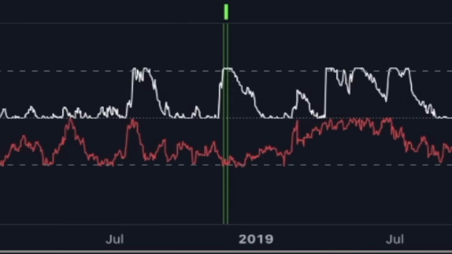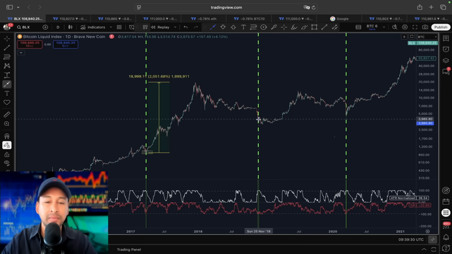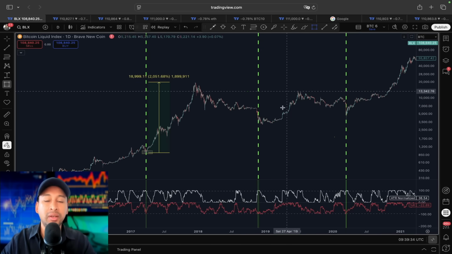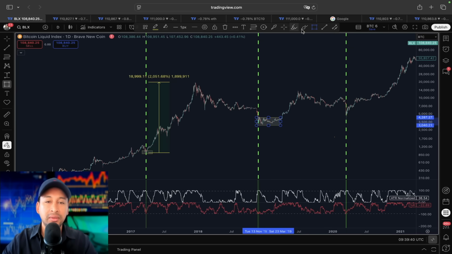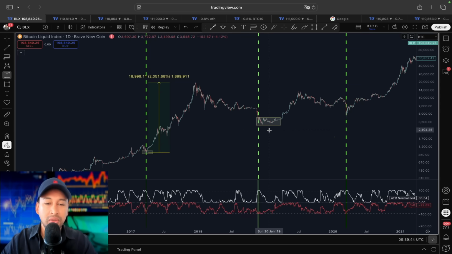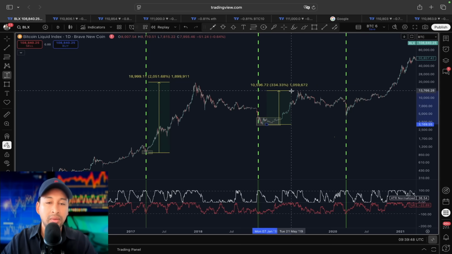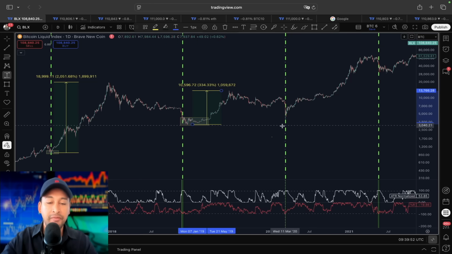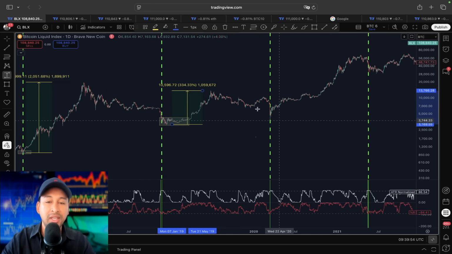But this buy confirmation didn't result in a move like this, but more of a sideways movement, a week of consolidation, and after that, the beginning of a new uptrend, which also made the price of Bitcoin surge more than 334%.